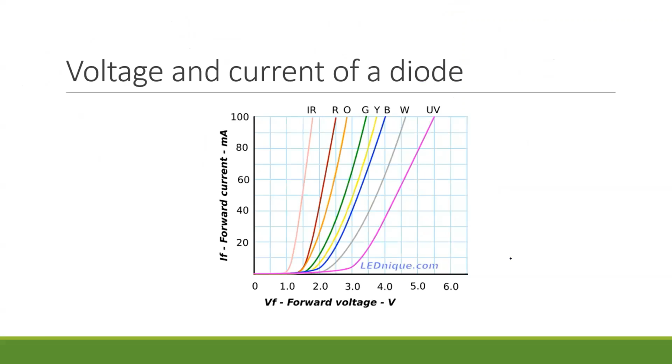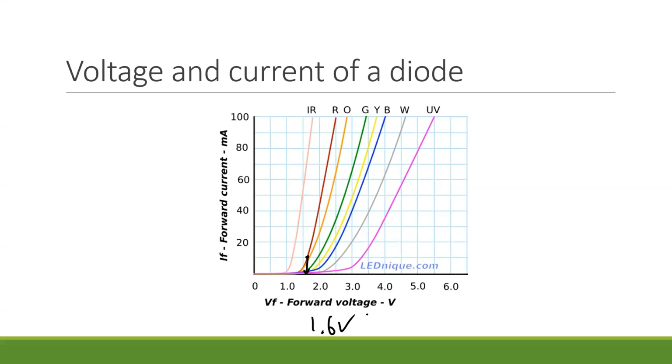Well, take a look at this diagram here. We would say that, for example, for a red diode, the switch on voltage is about here. It's about 1.6 volts. After you put about 1.6 volts into the diode, it'll switch on. It'll start to light up red.